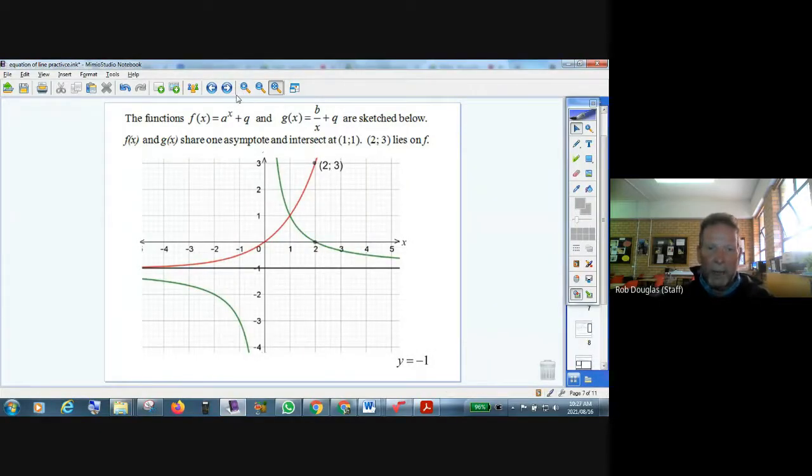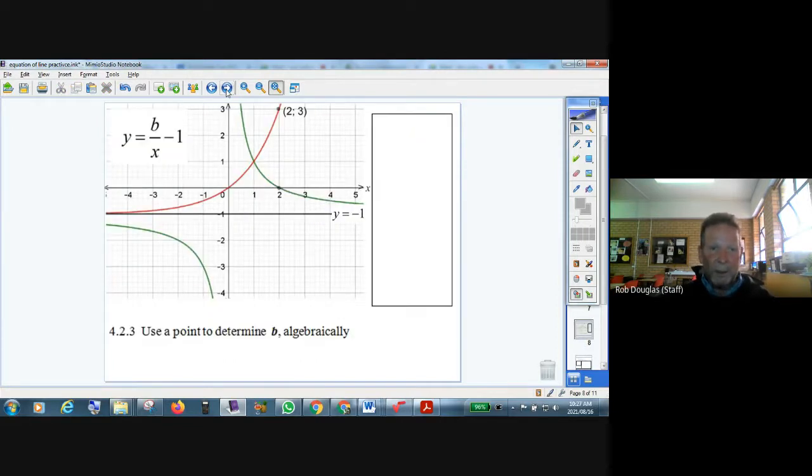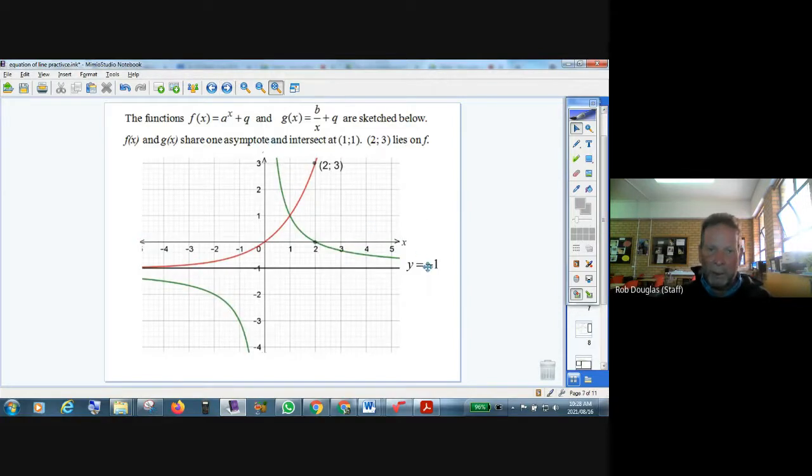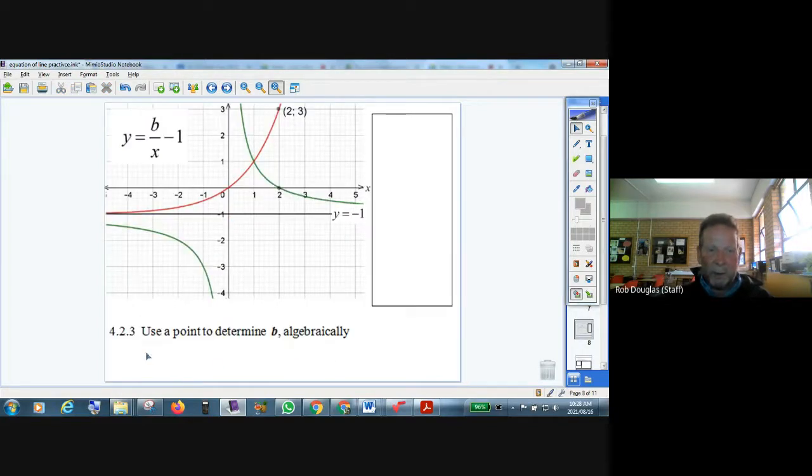Okay, we're going to look at the next question, question 4.2, one that's a little bit harder. We just figured out that a must be equal to 2, so it's y equals 2 to the x minus 1. We knew that y equals minus 1 is the asymptote. Well, let's try this question.